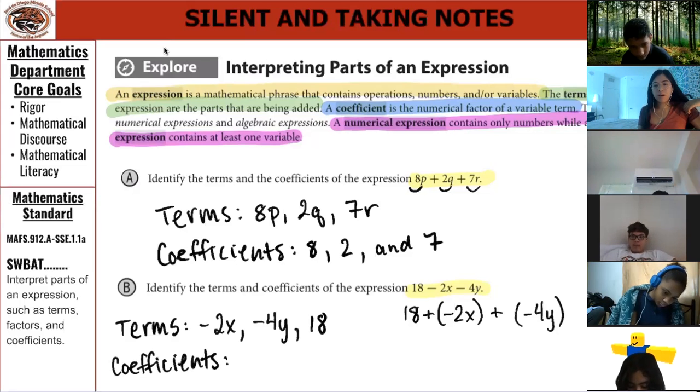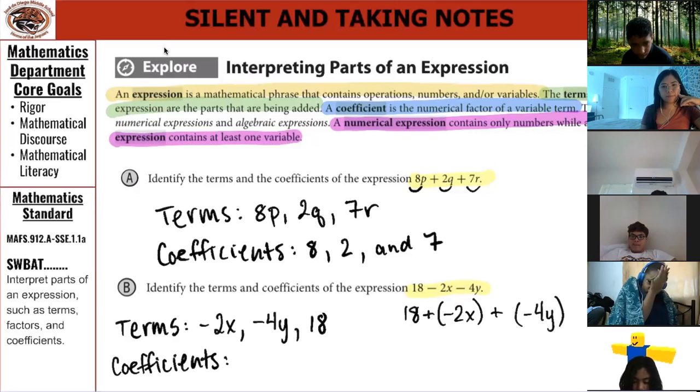And then what about the coefficients? Go back to the definition of a coefficient in case you're confused. And then I would like to hear, what do you guys think? What are the coefficients? 18. Remember? Negative 2 and negative 4.